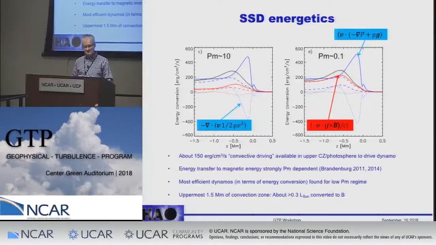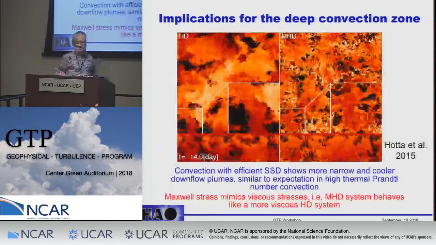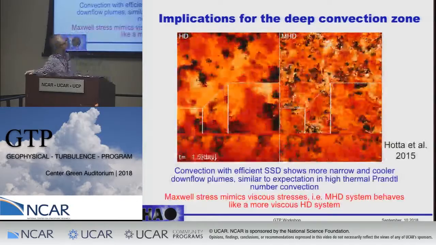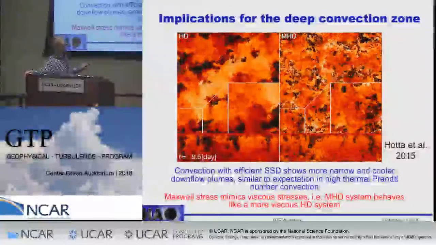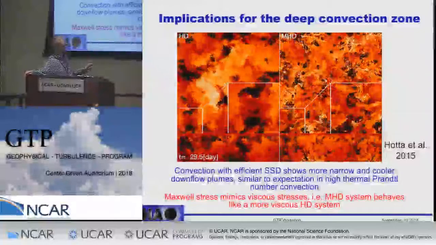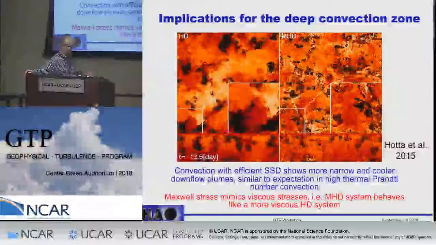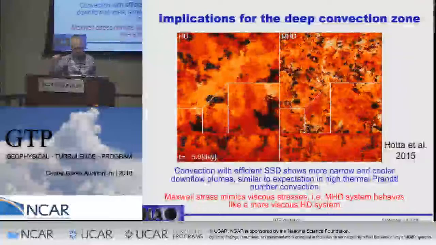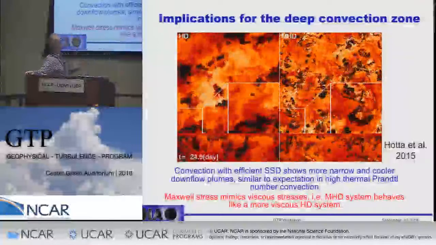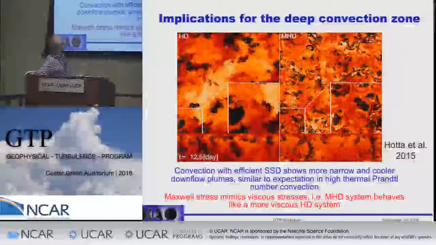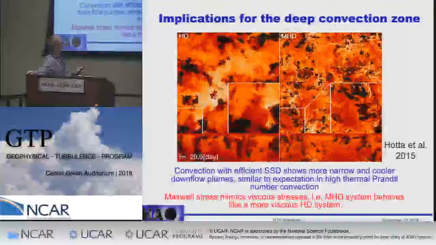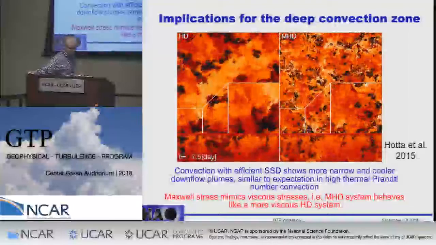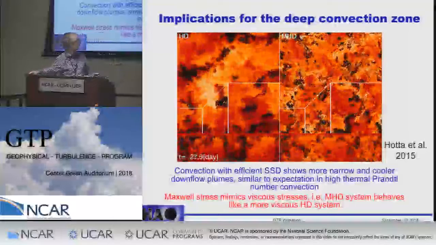There's a lot of energy involved, and you might wonder, does this have any influence on convection? This is a simulation which was done a while ago by Hideyuki Hotta. It's a stratified convection simulation with a closed bottom domain, and I think a density contrast of a few hundred. He compared a purely hydrodynamic setup with one with a saturated small-scale dynamo. What is shown here is the entropy field, and you see that there's less horizontal mixing when you have a strong magnetic field. You get these more confined downflow plumes.